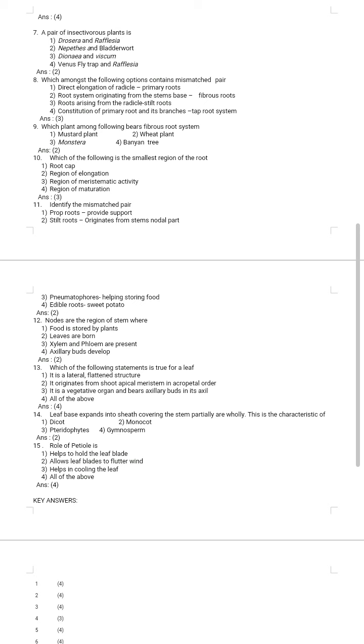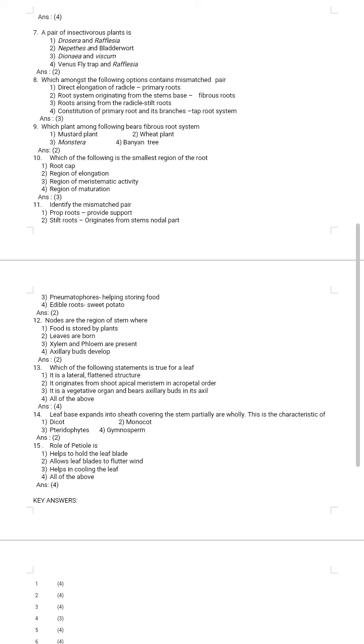Which among the following options contains the mismatched pair? So here four options are given. In these four options we need to identify the mismatch. It means the wrong match. Let us see options. First option, direct elongation of radicle, primary roots. Next, root system originating from the stem's base, fibrous roots. Next, roots arising from the radicle, stilt roots. Next, constitution of primary root and its branches, taproot system.